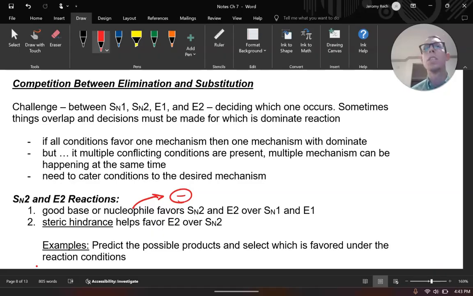So one of my first things I'm going to look at when I'm trying to differentiate is, do I have a strong or a weak base or nucleophile? And that's going to give me my one or two condition. We are going to talk a little bit about the difference between basicity and nucleophilicity and compare them, and I'll give a handful of examples for common bases versus common nucleophiles.